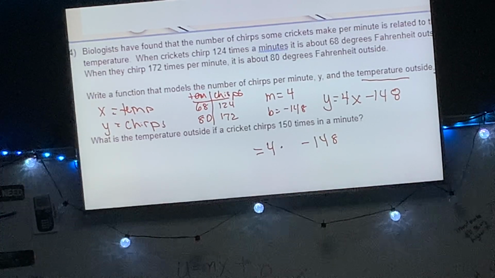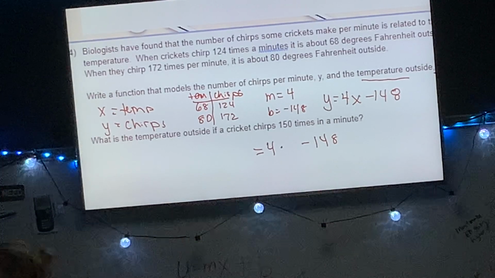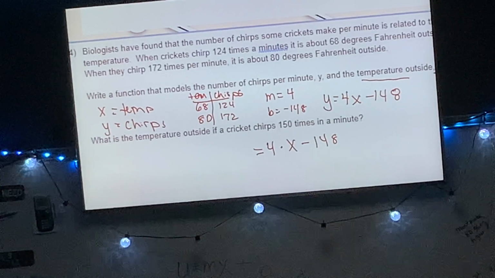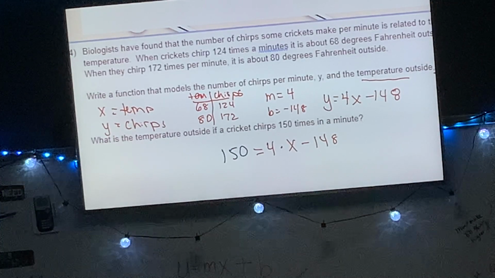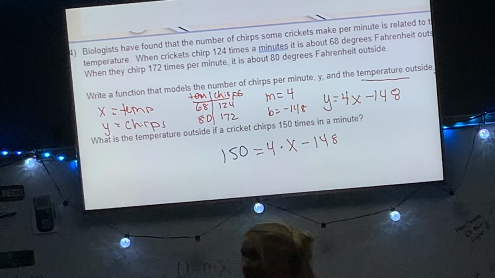So where is my number going to go? The y or the x? What was your chirps? The y. So I'm actually going to keep my x right there, and I'm going to put 150 in my y. It's not always going to be your x, because x was temperature. That's another reason you need to label. Now, how on earth do I work something that looks like that? It's an equation. How do I solve it?